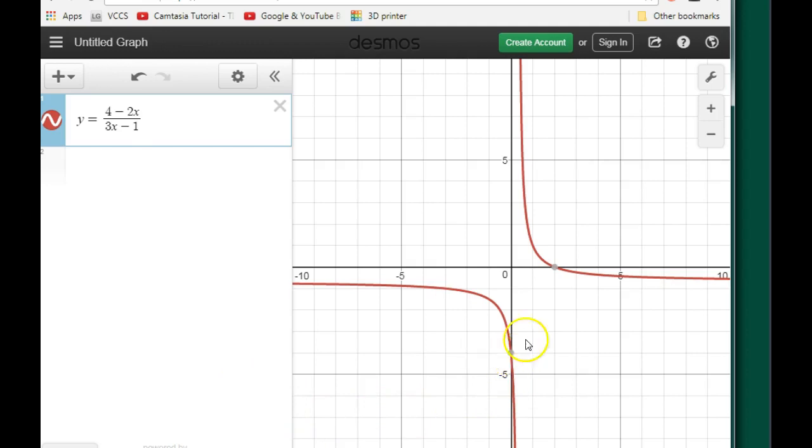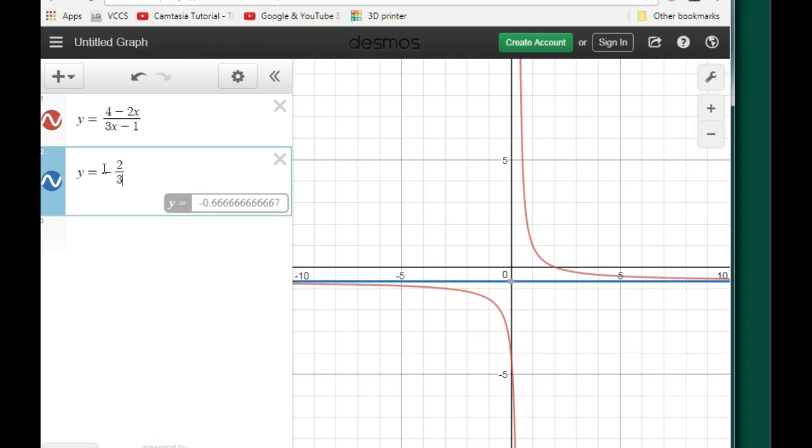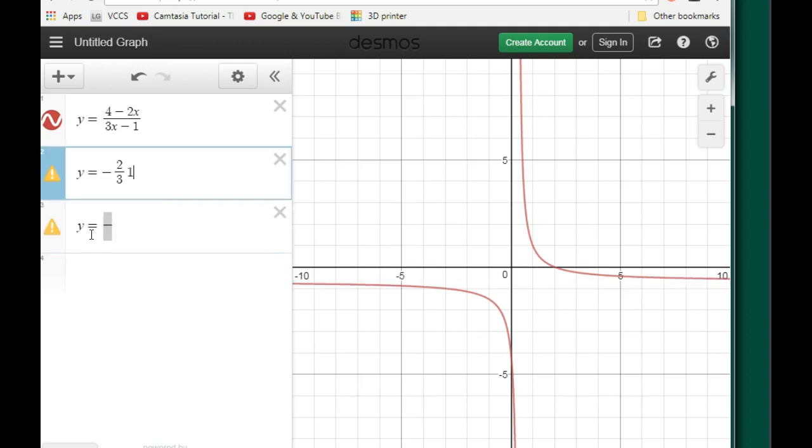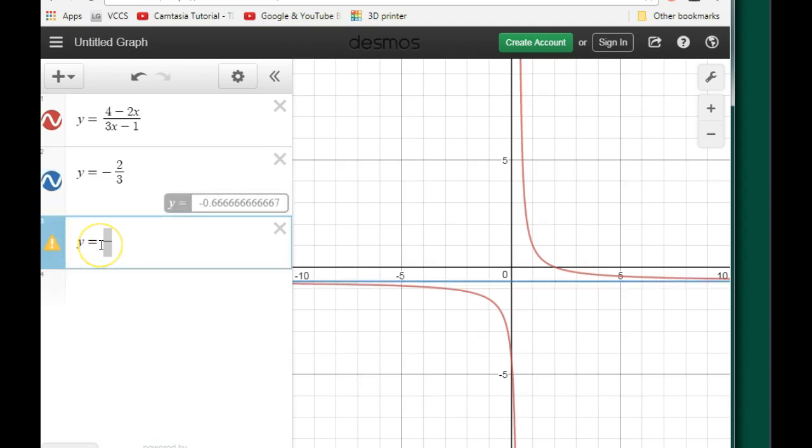Here's how it looks in Desmos. And so we can see the x-intercept at (2, 0), and the y-intercept at (0, -4). And I'm going to put in that horizontal asymptote at y = -2/3. There, that looks good, doesn't it? And the vertical asymptote was at x equals 1/3. There.